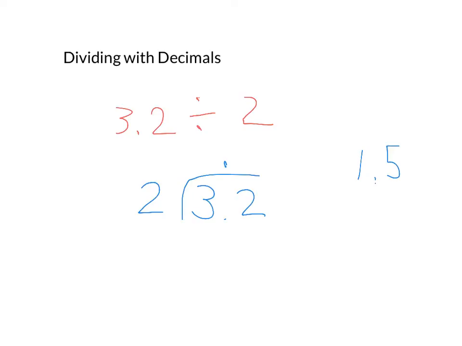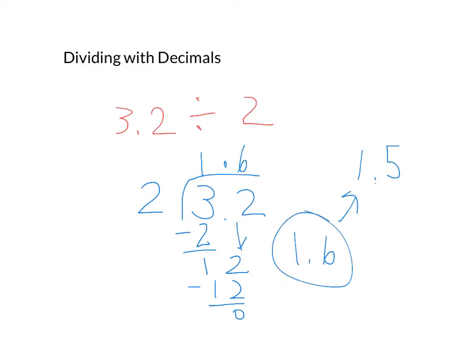So now I'm just going to do 2 divided into 3. Well, that's 1. 1 times 2 is 2. Subtract, and then bring down the 2. 2 goes into 12 6 times, and it goes to 0. So your final answer for this is going to be 1.6, which makes sense because it's close to 1.5. So you know you're on the right track. So that's how it works. Let's do a couple more.